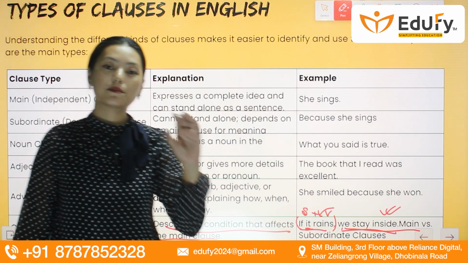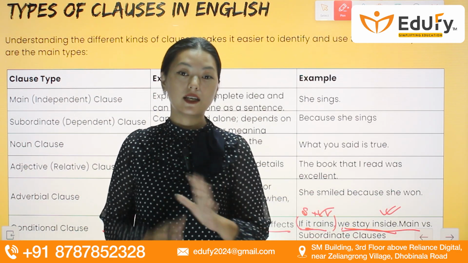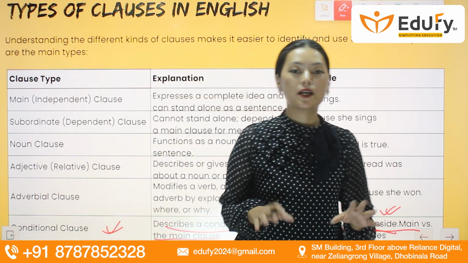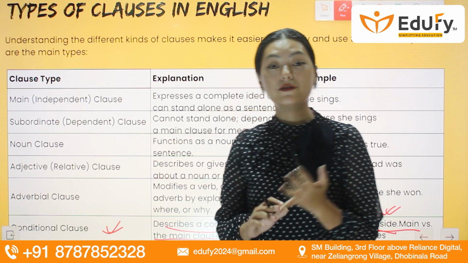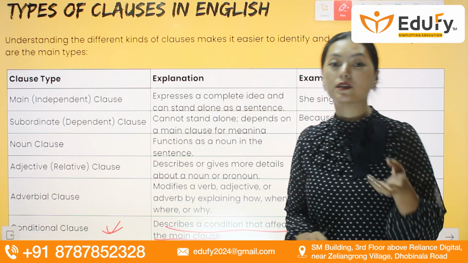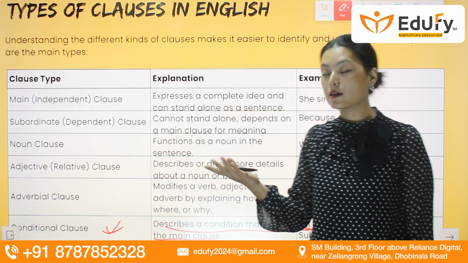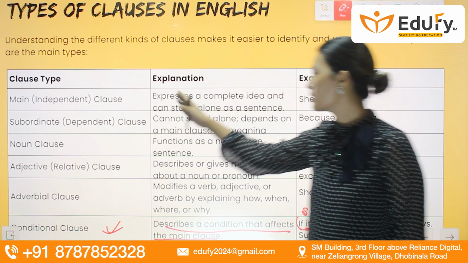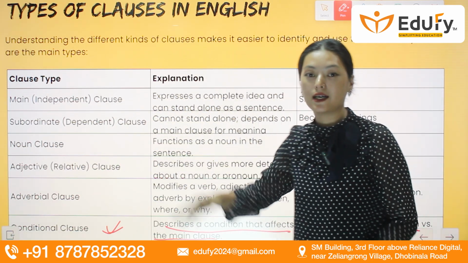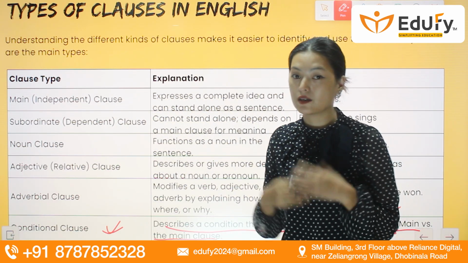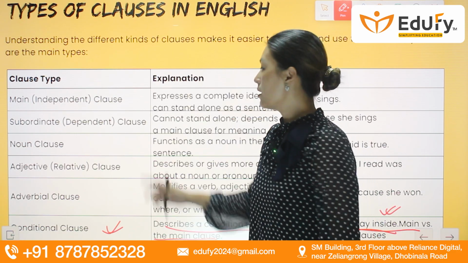Right? So subject plus verb is always present in a clause. In any clause that we find, we see the presence of a subject and a verb. However, their functions vary from one another. Independent clauses talk about what? A complete idea, and they can stand alone by themselves without any additional information.